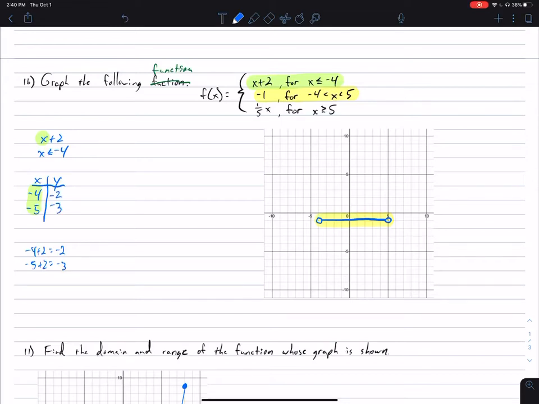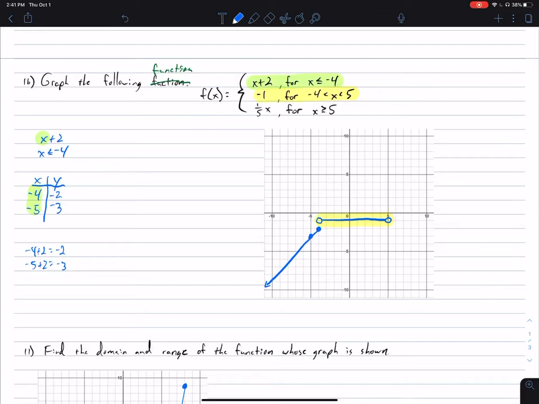So -4, -2 would be right here. I'm going to put a closed circle because it's equal to -4. And then -5, -3 would be right here. And then this is for everything below that, so that's going to keep going to the left there. Again, not drawn perfectly straight, but you get the idea.